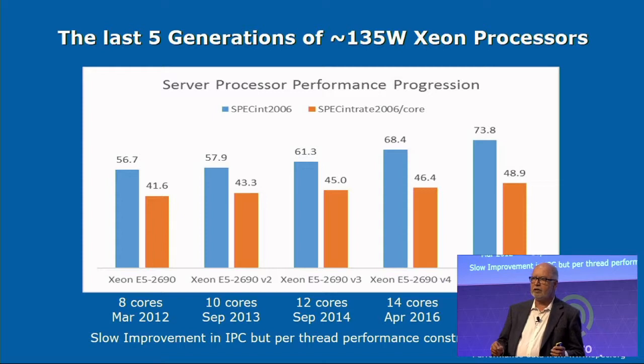But when you put that in a multi-core environment, and now you calculate the SPECint rate per core, you can't run all of those cores at that same performance, and you see that those orange bars are starting to flatten more than the blue bars. And this was primarily because you were constrained by power. So this is a power constraint chart.